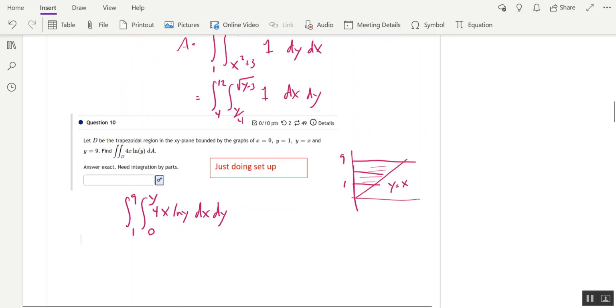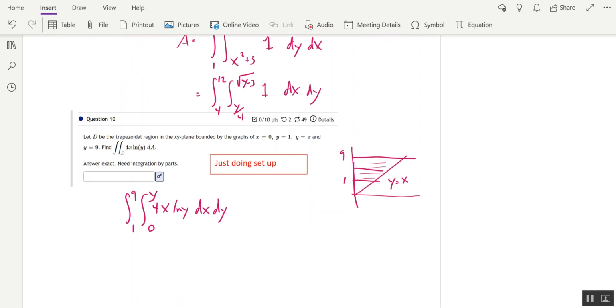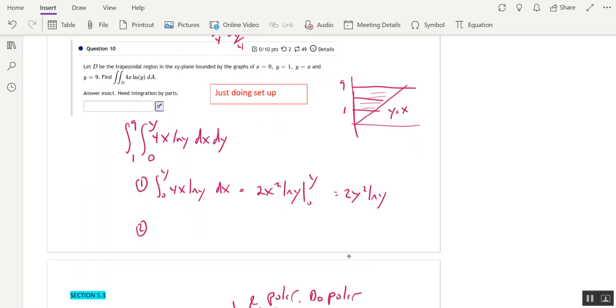So I'm going to start the integration. Just to remind you, we're going to do the numbering system in this class. So the inside integral you have to do first, and yes, you have to number it, 0 to y, 4x ln y dx. ln y is constant, so this is 2x squared ln y between 0 and y, which is 2y squared ln y. So integral 2, which I'm not going to do, goes from 1 to 9, 2y squared ln y dy. That's integration by parts, and you can fill that in. You should get 906 eventually.